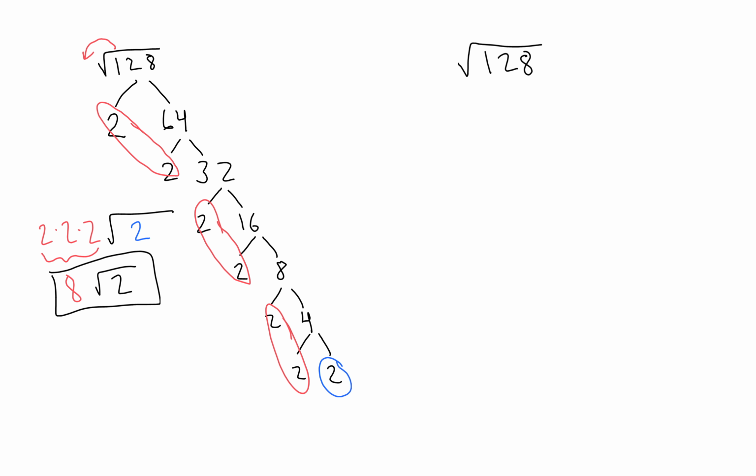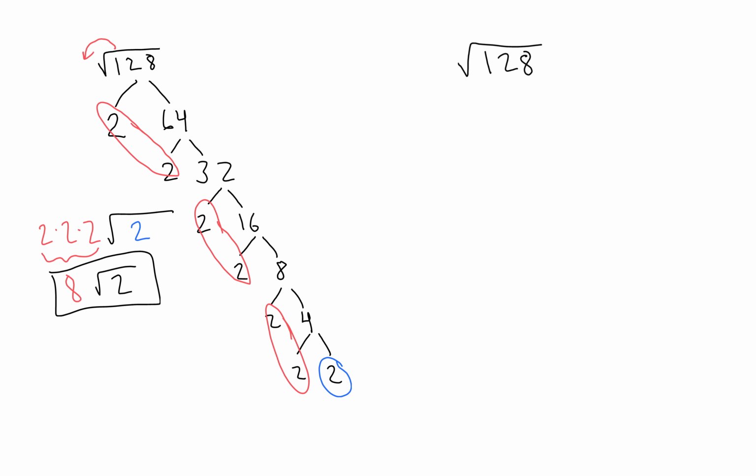That 8 root 2 is nothing more than a simplified version of the square root of 128. They actually have the exact same value. It's just simpler to look at to mathematicians. That's why we do it. That is a simpler version, even though if you put both of them into your calculator, they will have the same decimal value. Okay, so that is way 1, using the tree.